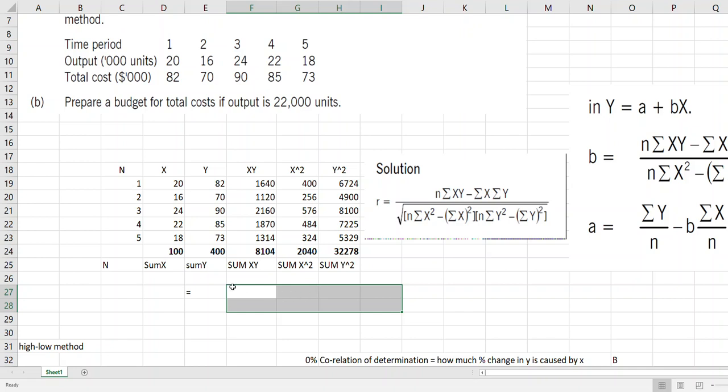Obviously, if you put this whole thing in the calculator, it will be a little bit difficult. So my recommendation is do it in parts. First thing, find the figure at the top, which is n, which is 5, sum of x, y, which is this one, it is multiplied. I'll put it in brackets, and then minus.